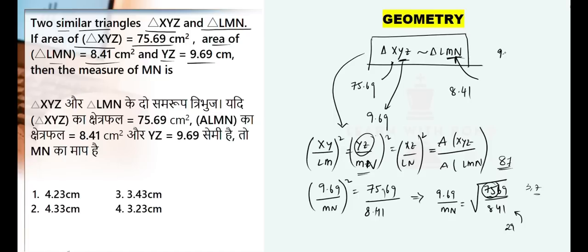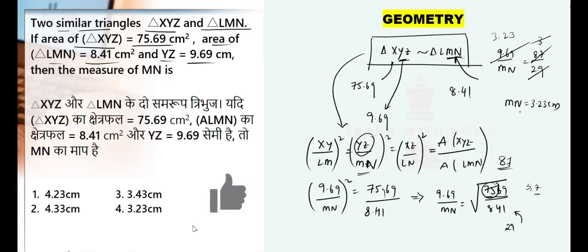So, we got 9.69 divided by MN equals 87 divided by 29. See, 29 times 3 is 87, and if I cancel 3, we get 3.23. So, MN equals 3.23 centimeters, which is option number 4.